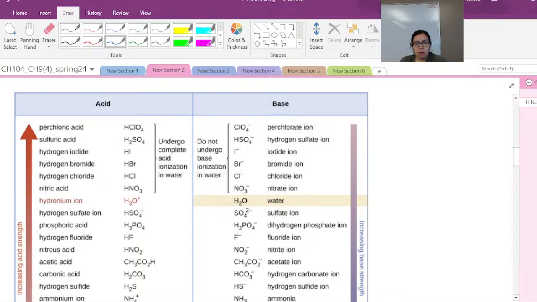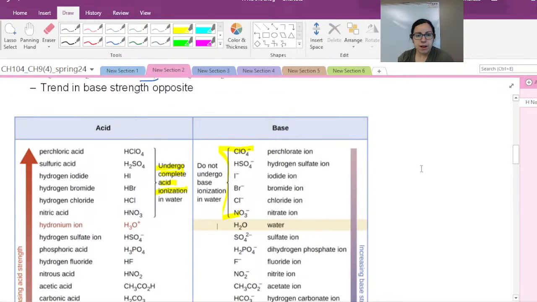But these are strong acids, and it's telling you this, right? It's saying they undergo complete acid ionization in water. So that's what that is saying. And then look at their corresponding conjugate bases. This is also useful, but let's break down what it's saying. It says they do not undergo base ionization in water.